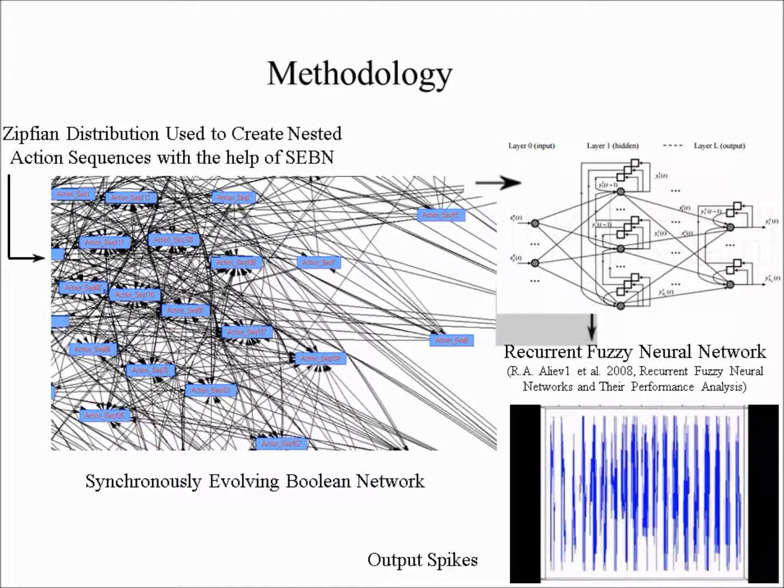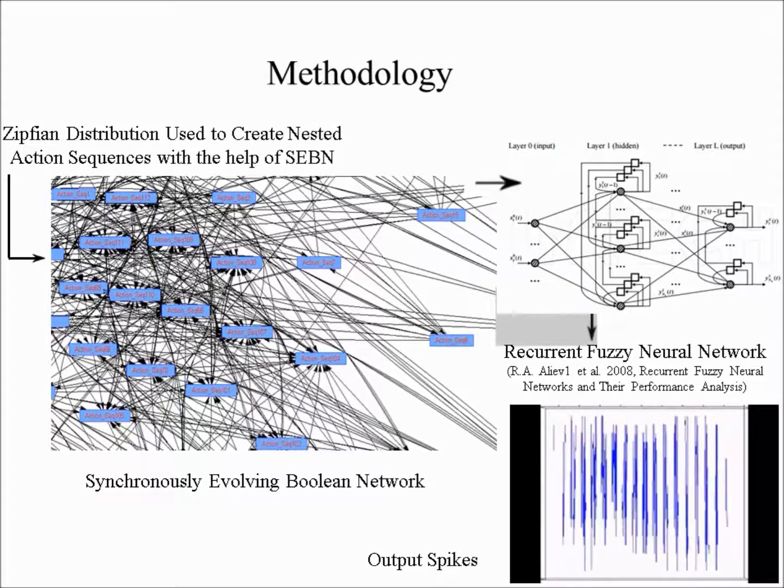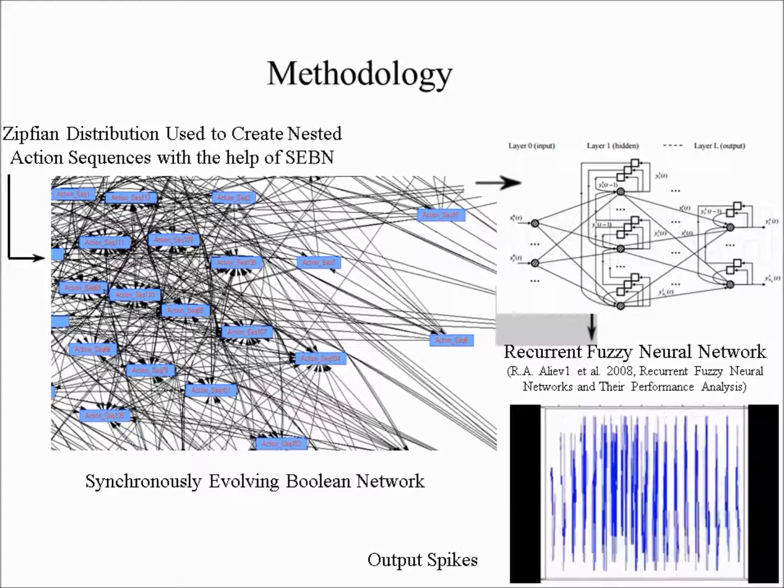The advantage of using SEGM is that we do not need to provide the training dataset. It autonomously determines the relationship between each action sequence and trains the recurrent fuzzy neural network unsupervisedly. Hence, the Zipf distribution along with SEGM can model the trend of action sequences without any human intervention.